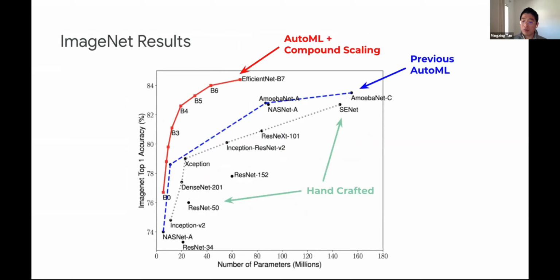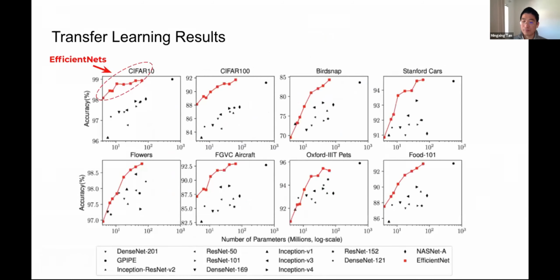So putting all these things together, a single model found by MNAS and scaled with compound scaling, as we mentioned before, this new EfficientNet model is better than the previous MNAS, NASNet, AmoebaNet, ResNet, and so on. Of course, we also tested the transfer learning performance on CIFAR and other small datasets. It turns out they also perform pretty well.